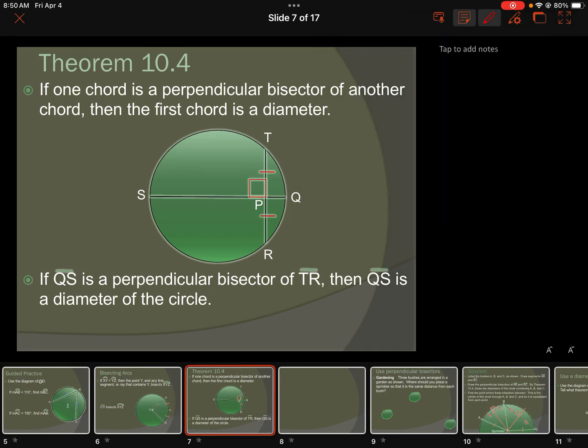This is section 10.3. This is the second video. We're going to look at theorem 10.4. If one chord is a perpendicular bisector of another, then the first chord is a diameter.